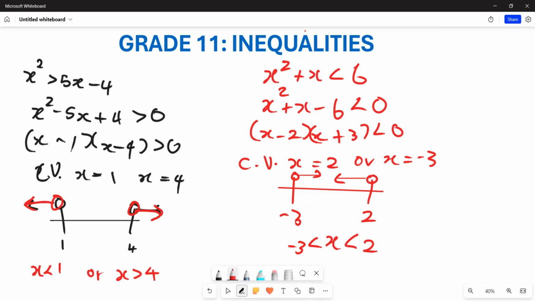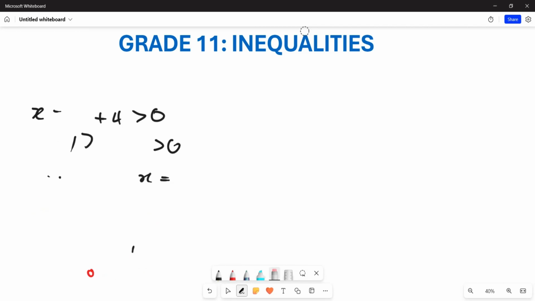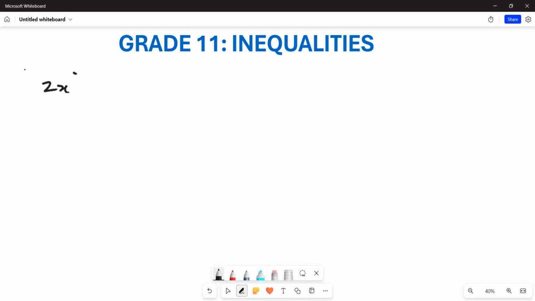Now, let's look at something else. Let me give you another example so that you can see what we do here. Let me look for other questions for you. Now, let's say I give you this: 2x squared plus 5x is greater than or equal to 3. Let's make this 3, greater than or equal to 3.